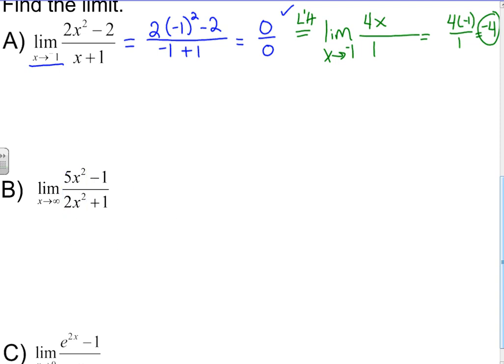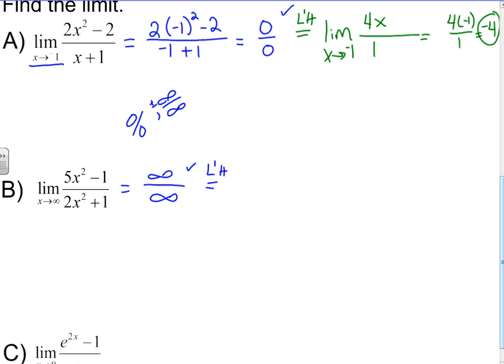So, first thing we've got to check is, does it go to 0 over 0, or is it infinity over infinity, positive, negative? It doesn't really matter. So take infinity, plug it in. 5 times something large squared will be something large. 2 times something large squared will also be something large. So indeed, this is meeting the criteria. It's infinity over infinity. Let's try and use L'Hopital's rule then.